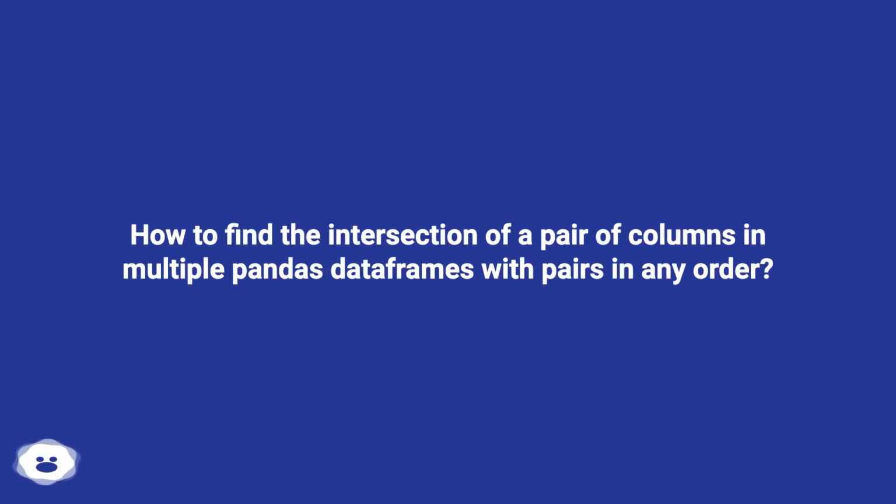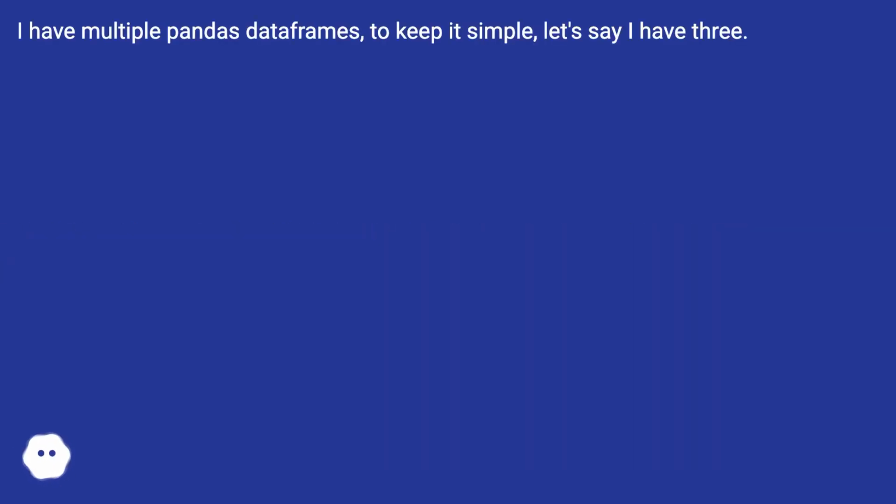How to find the intersection of a pair of columns in multiple Pandas data frames with pairs in any order? I have multiple Pandas data frames. To keep it simple, let's say I have 3.